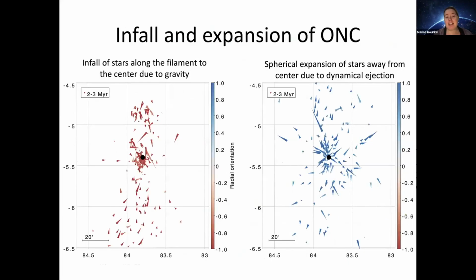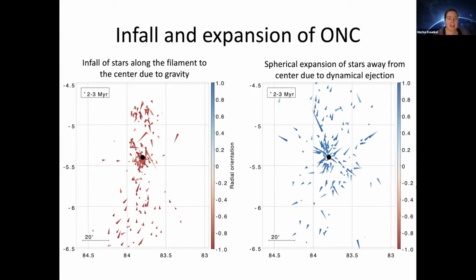And so it stands to reason that this expansion signature that we see is from these unstable triple body interactions within a very dense cluster, the core of the ONC. Whereas the sources that are moving towards the cluster center, well, they are being pulled in towards the very massive cluster through gravity. So you have different processes that are governing the dynamics of both of these sets of stars.